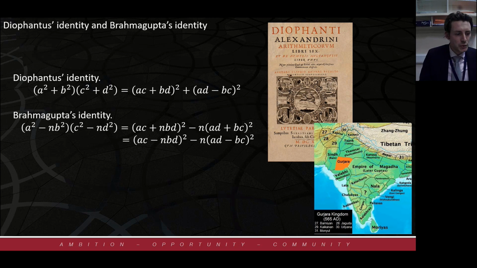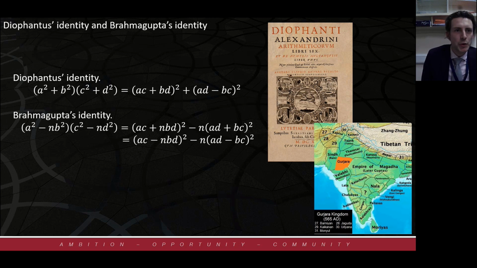Now, Brahmagupta was working much, much later, sort of around 600 AD in India. On this map, I've highlighted roughly the part of the world where he was working. And the astute amongst you might have already spotted that Brahmagupta's identity really is a supercharged version of Diophantus's identity. So if we let n equal -1 in Brahmagupta's identity, then everything falls out and we just get Diophantus's identity back again.